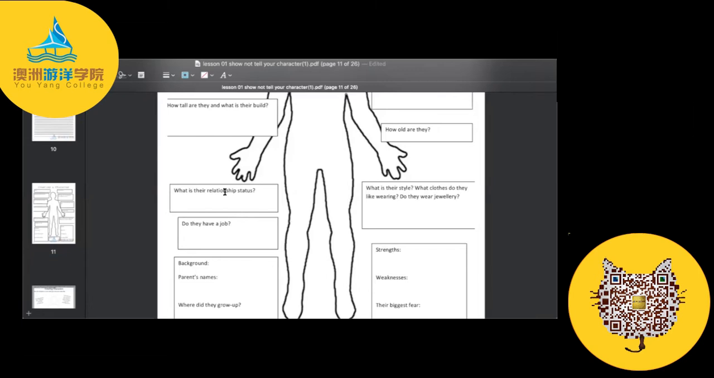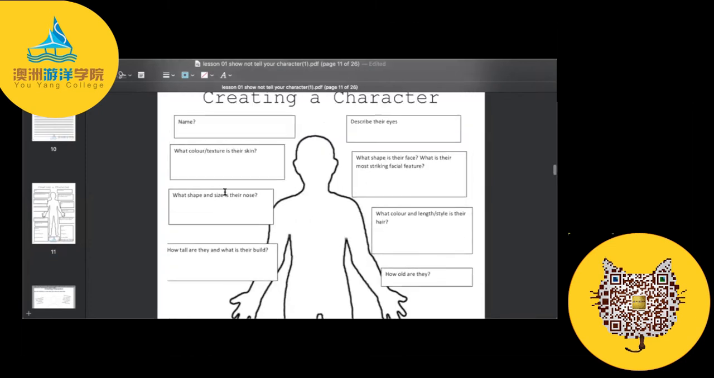Why does it say what shape is their face? I think that question is just to make you picture them in your mind, and potentially while you're describing the character, there might be an instance where you would talk about their face.